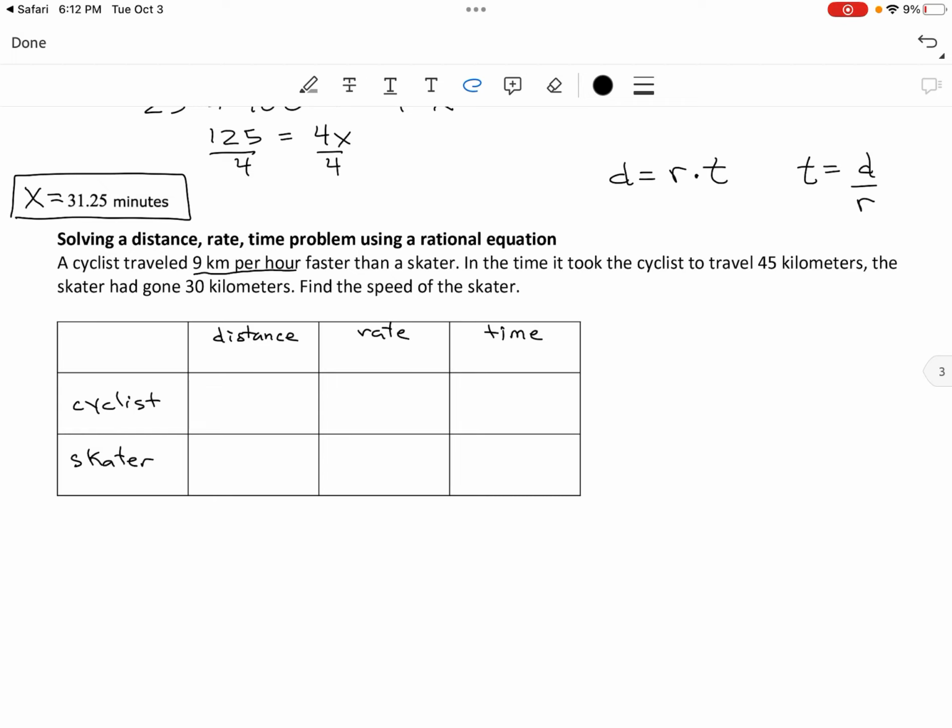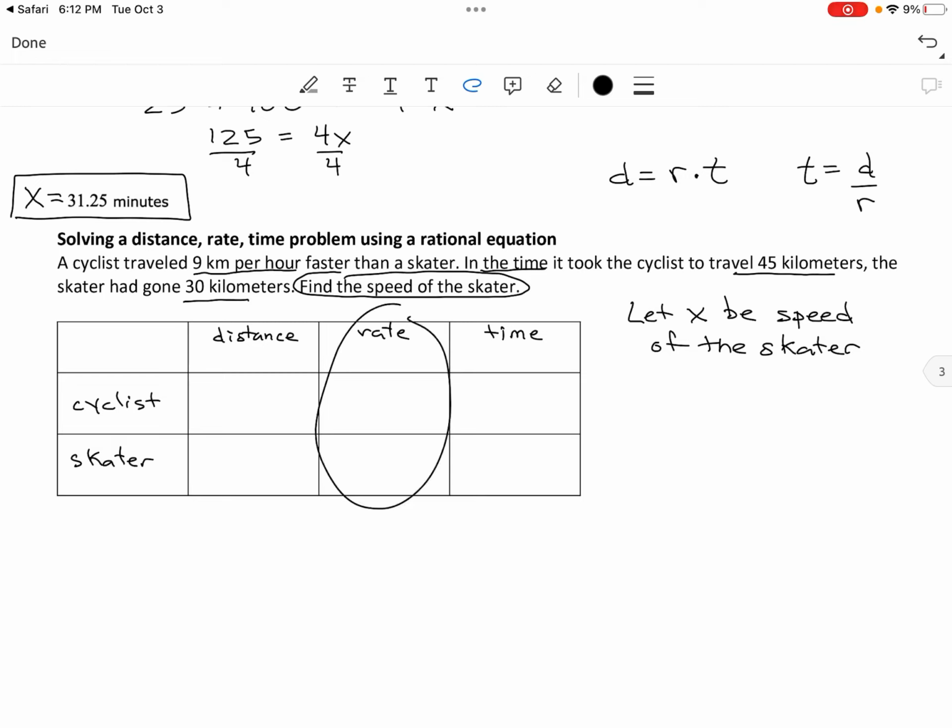In the time it took the cyclist to travel 45 kilometers, the skater went 30 kilometers. Find the speed of the skater. So you always want to focus on what is their big question? Find the speed of the skater. And so what we'll do is we'll let x be the speed of the skater. That's what we don't know, but it does have a place to go.